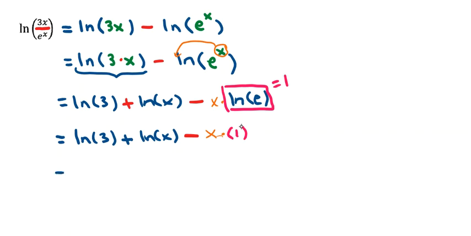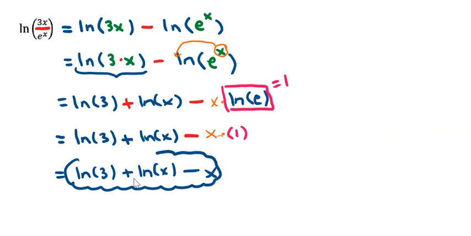All right, so here's the final answer. It's going to be the natural log of 3 added to the natural log of x minus x. You want to be real careful to not subtract the x's from each other. In particular, we have the natural log of x minus x. You don't want to cancel these out to get 0.